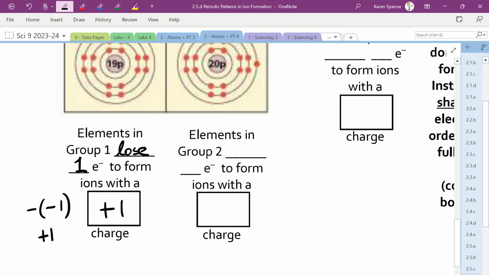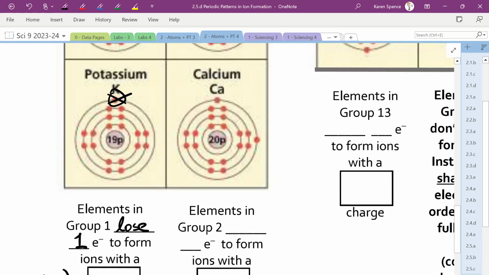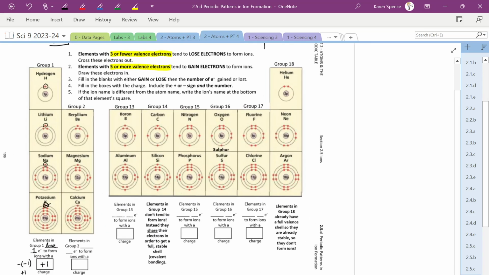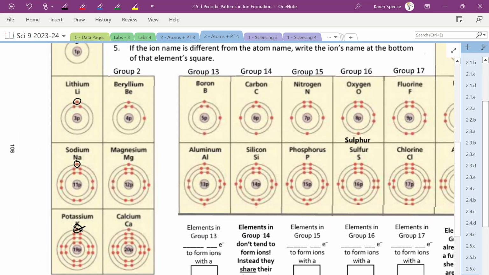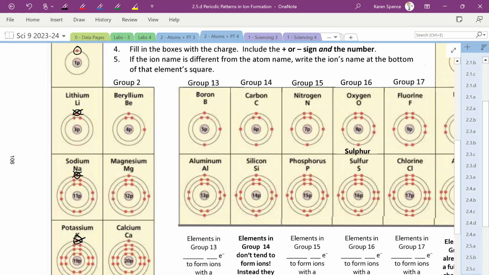So that's kind of nice, and you can predict things, right? You can check your work. You can say, oh, it's in column 1. Did I end up with an ion with a +1 charge? I should have. Okay. All right, so we're going to cross out all those electrons.